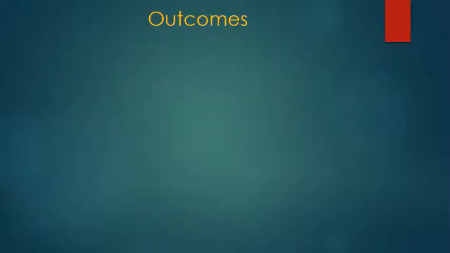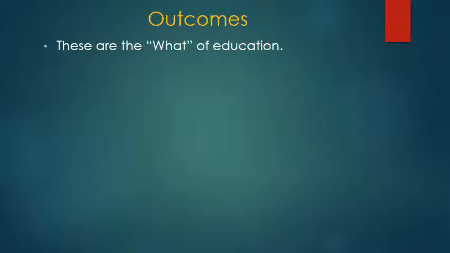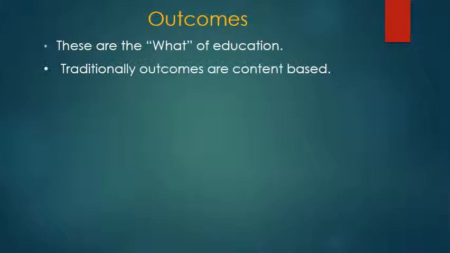What are outcomes? Outcomes are the what of education. What are students going to learn, and what do they need to show in order to determine if they have met the outcome? Traditionally, outcomes are content-based. For example, in math, students need to show that they can factor numbers into prime factors. This skill is very specific to math and is not applicable outside of the math classroom. Therefore, the outcome of factoring numbers into prime factors is a content outcome.